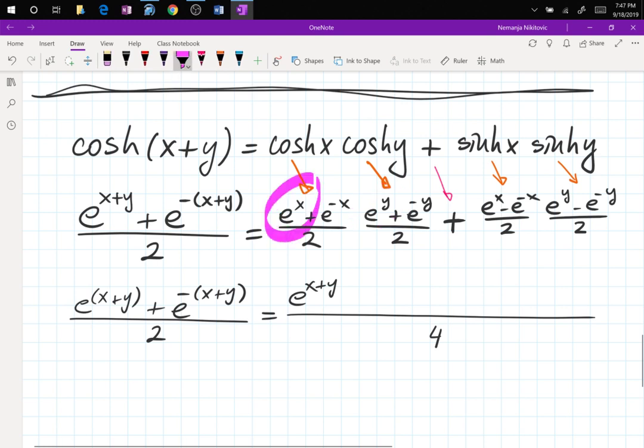Then I have this times this, and you clearly have plus e to the x minus y, because when you add exponents, you're adding x plus negative y. Now the inner ones, you have plus e to the negative x plus y, and multiply the last ones, which is plus e to the negative x minus y. So guys, that's just doing this piece here.